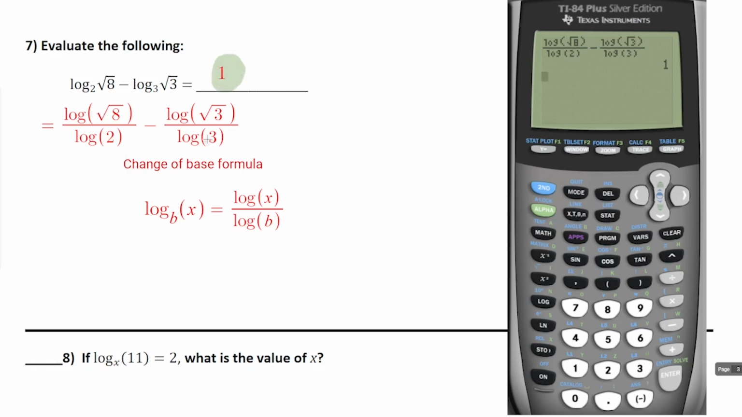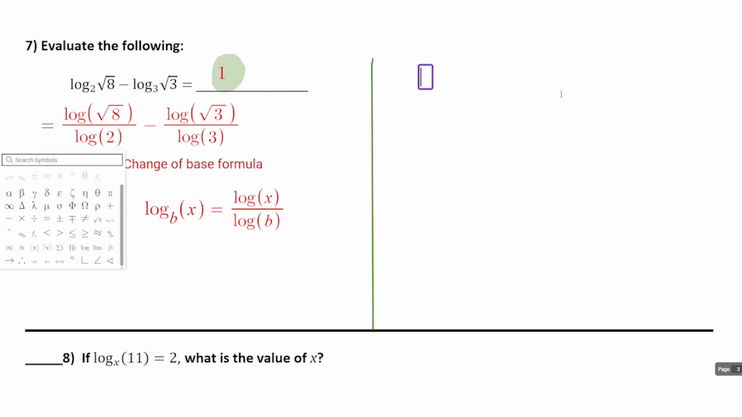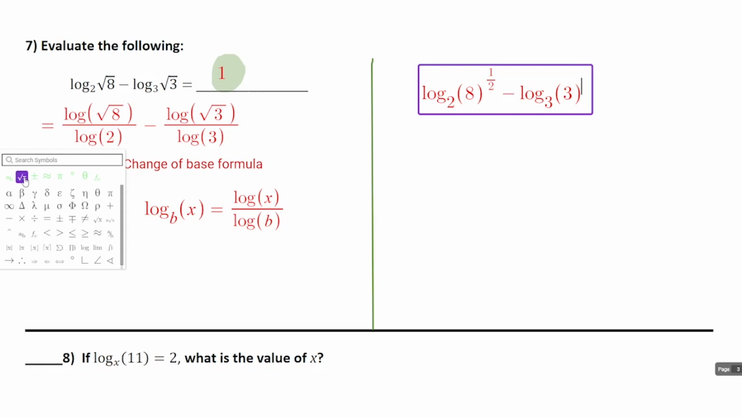But let me just briefly show you how you would work this without a calculator. Again, I would definitely recommend just going ahead and using the calculator. But if you're curious how you would do it without it, here's how. So 8 is a power of 2. And when you take the square root of something, it's like taking the 1/2 power of it. So I'm going to rewrite this as log base 2, instead of root 8, first I'll write it as 8 to the 1/2 power. And I'll do the same thing for the next one: minus log base 3 of 3 to the 1/2 power.